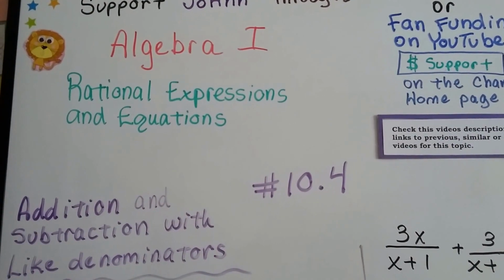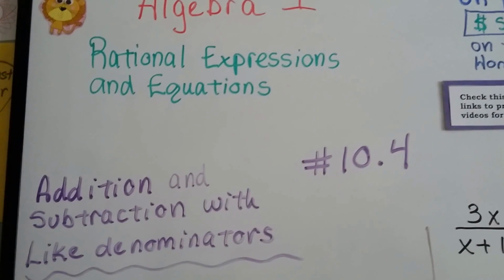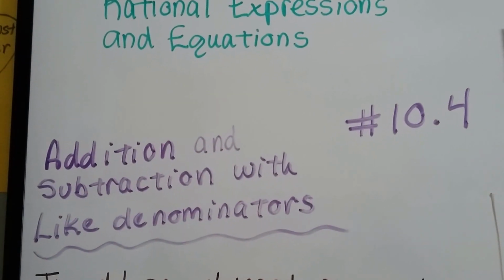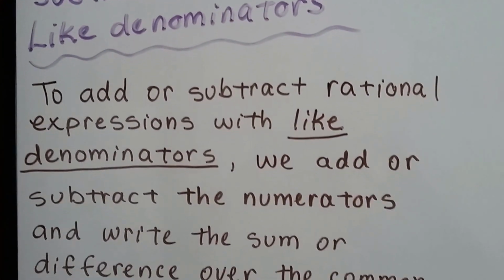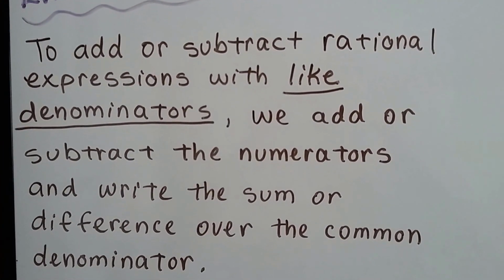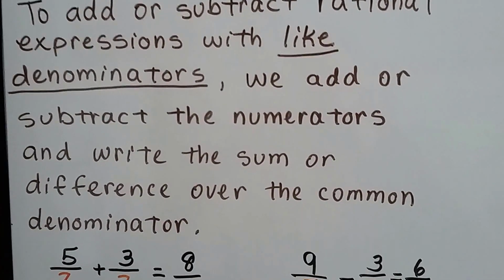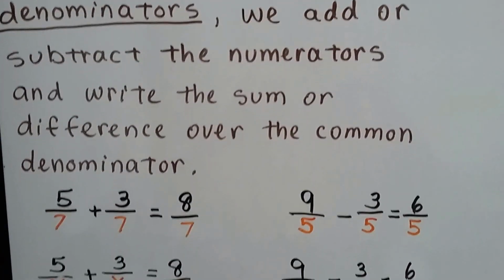Algebra I, Rational Expressions number 10.4, Addition and Subtraction with like denominators. To add or subtract rational expressions with like denominators, we add or subtract the numerators and write the sum or difference over the common denominator.